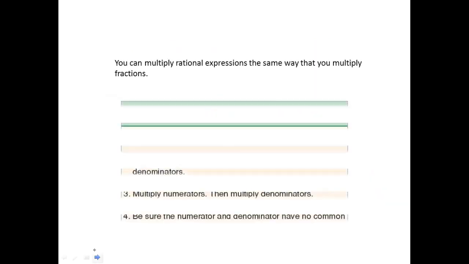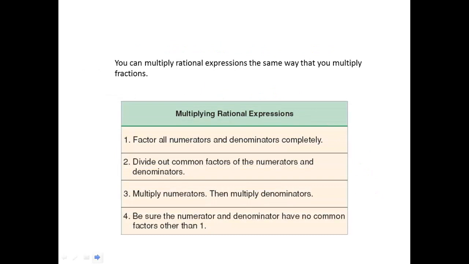What we're going to look at next is multiplying them. Here are the steps for multiplying. Factor the numerators and denominators, like we've been doing. Divide out common factors. Multiply. And then go back and check and make sure that you simplified everything correctly.